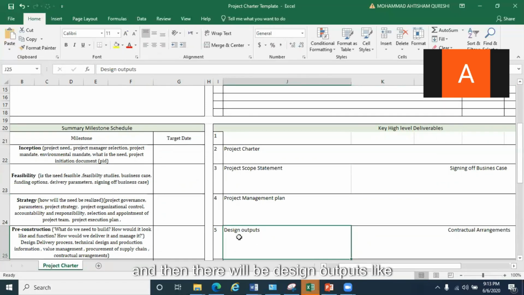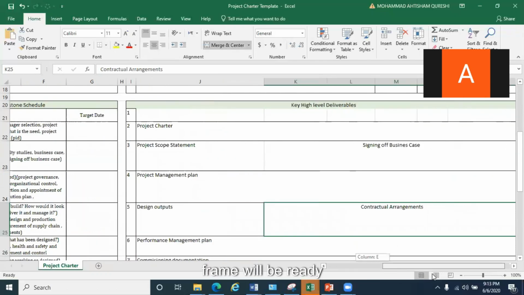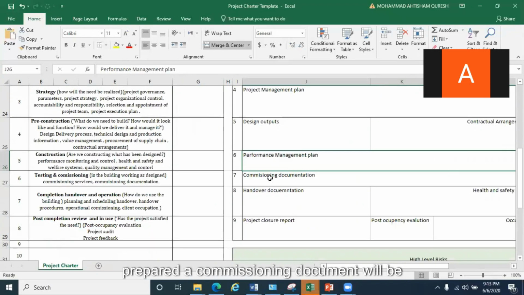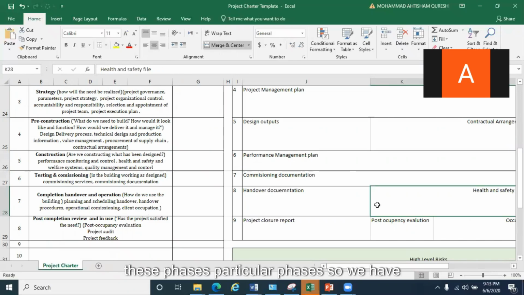And then there will be design outputs, like the design which will be ready, the contractual arrangement will be ready, the project performance management plan will be prepared, commissioning documents will be ready, and handover will be ready. At the end of these particular phases, we have related it.